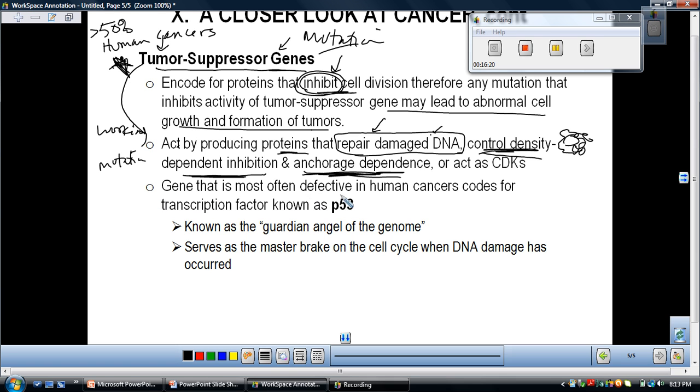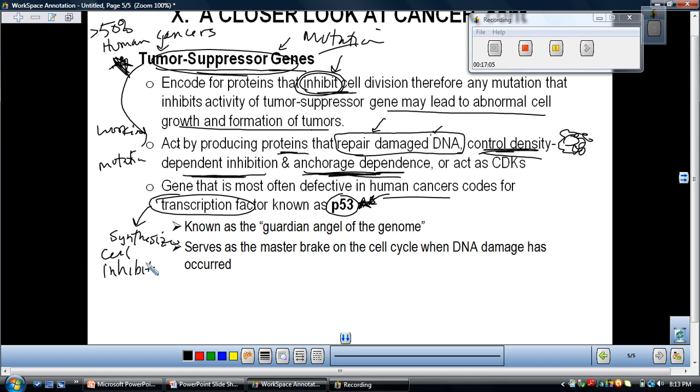Okay, the gene that is most often defective in human cancers, like they've isolated the tumor suppressor gene, they've actually gotten it narrowed down. It's one that's called P53. You will hear this a lot if you go to med school or nursing school. The P53 gene is the one that they've identified: if you have a mutation in P53, then it causes cancer. What P53 does, when it's working normally, is it produces certain transcription factors. The transcription factor is going to synthesize, I'm going to write this down, cell inhibiting, there's the key, inhibiting proteins.